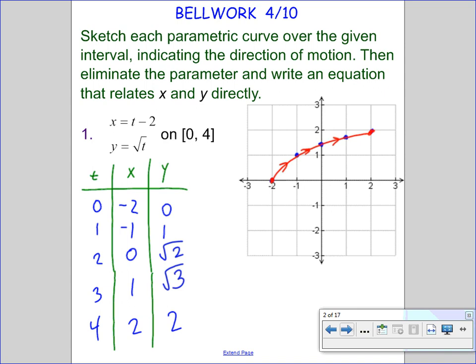So it looks like I'll go ahead and rearrange that first equation, x equals t minus 2. If x equals t minus 2, then t must equal what, Riley? X plus 2. And then we'll go ahead and substitute that into my other equation, y equals, so I get y equals the square root of x plus 2. And by golly, doesn't that look like this portion of the graph? Looks like the square root of x plus 2, shifted 2 to the left.